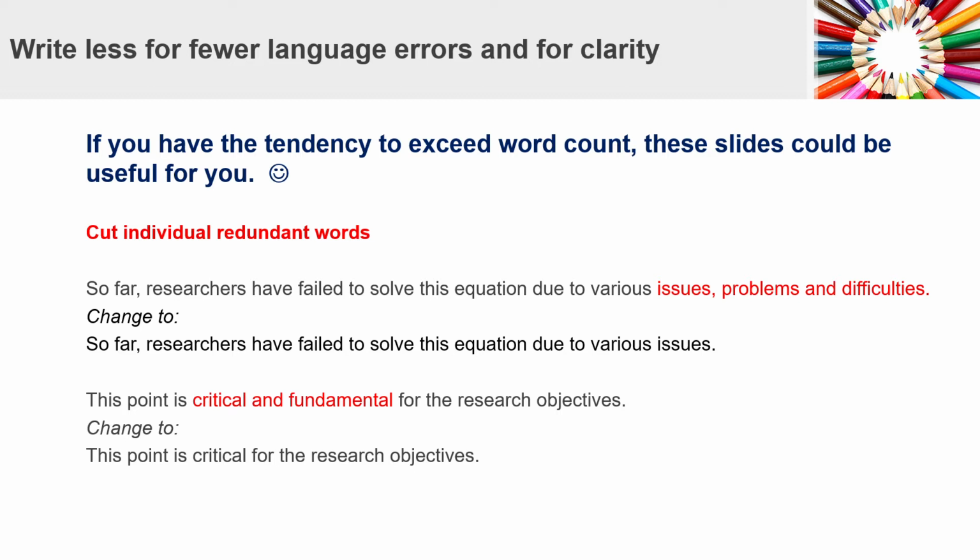The next example, this point is critical and fundamental for the research objectives. Critical and fundamental both emphasize on importance, correct? So, in order to cut redundant words, you change it to this point is critical for the research objectives. So instead of repeating two words that have the same meaning, you just cut it to one word. Alright, you choose either to use critical or fundamental. Okay, so this is one of the ways to cut word count.